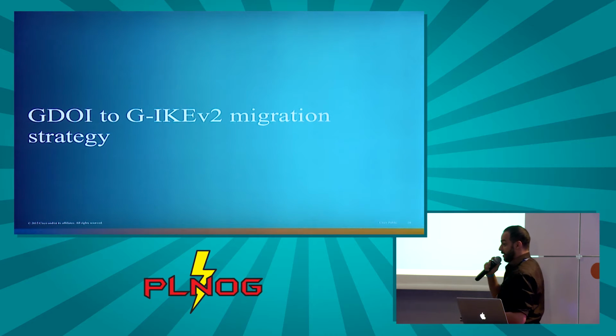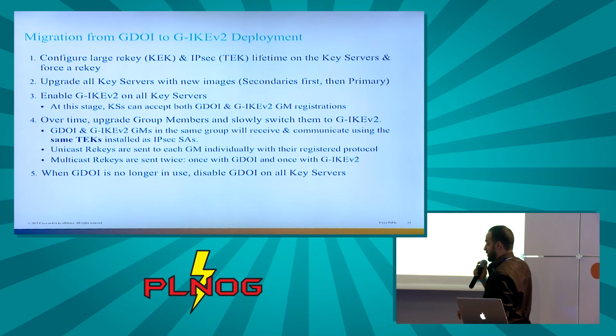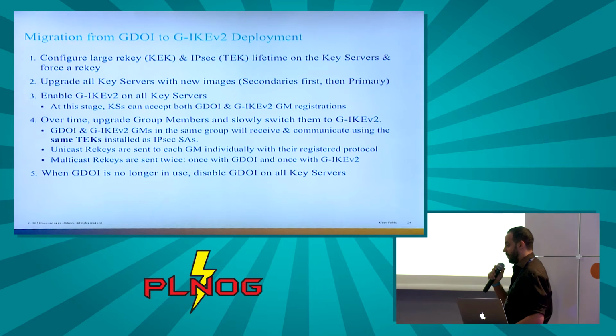So let's say now that you want to migrate, how can you do it seamlessly? The first thing you want to do is go on your primary key server. You will configure a large rekey lifetime for the IPsec, so for the TEK, and the control plane for the KEK. Then you will force a rekey. Once all the devices in the network acknowledge the rekey, you will go ahead and upgrade your key servers. You start first with the secondary devices, then you go with the primary.